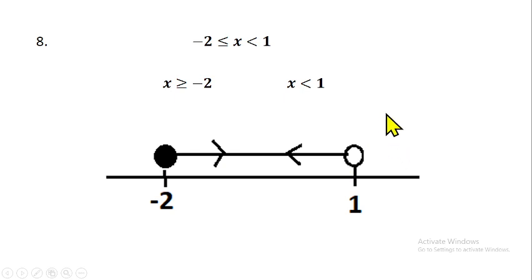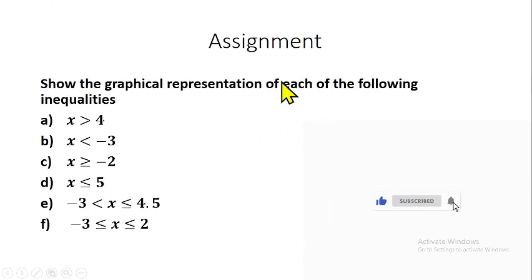So you can see how we represent inequalities on a number line, whether a single inequality or double inequalities. I hope you understand that now. If you understand how we can represent inequalities on a number line, whether a single inequality like this or a double inequality like this, then this is the first assignment for you.